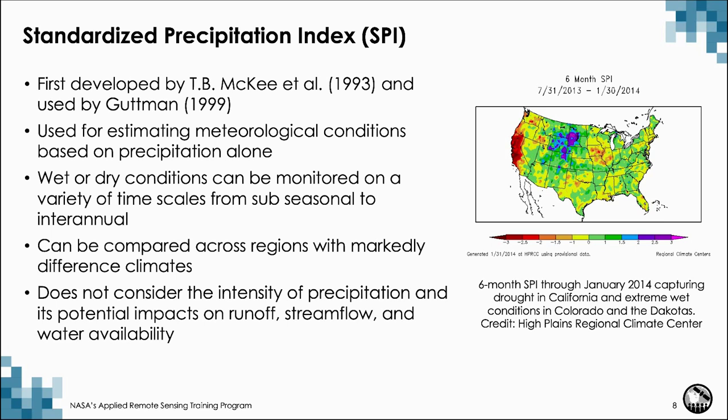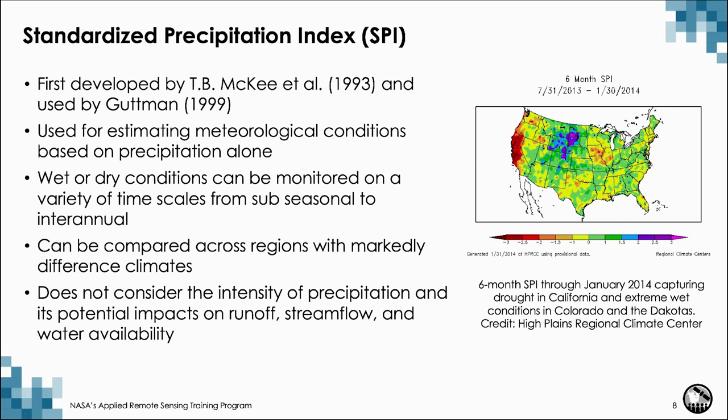It was designed to quantify the precipitation deficit for multiple timescales, from subseasonal to interannual, and shows that it is possible to simultaneously experience wet conditions on one or more timescales and dry conditions at other timescales. SPI can be compared across regions with markedly different climates. In 2009, the World Meteorological Organization recommended SPI as the main meteorological drought index that countries should use to monitor and follow drought conditions. It is now the most commonly used indicator worldwide for detecting and characterizing meteorological drought.